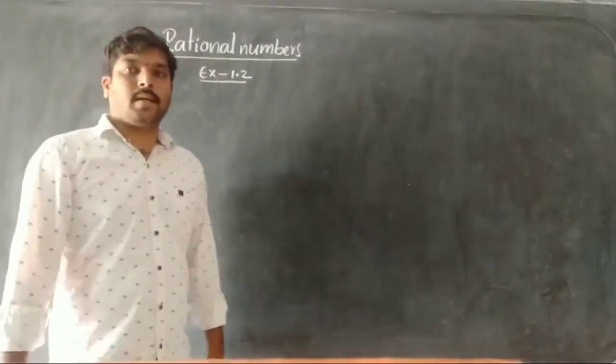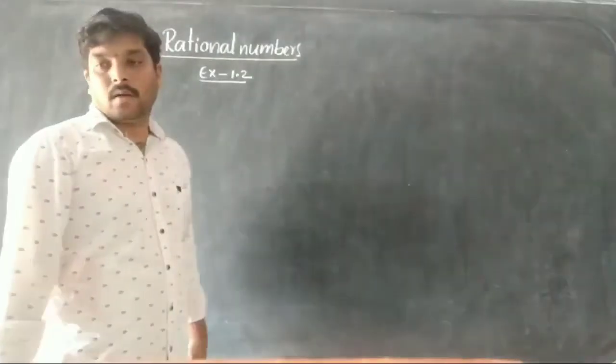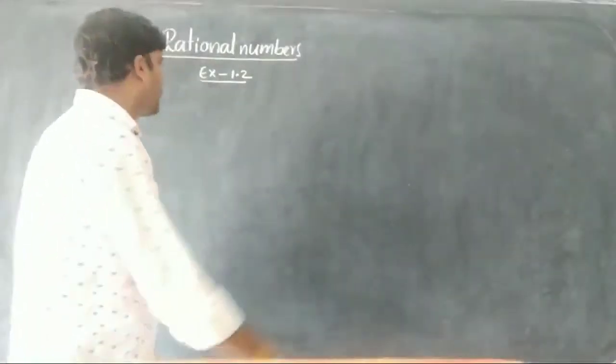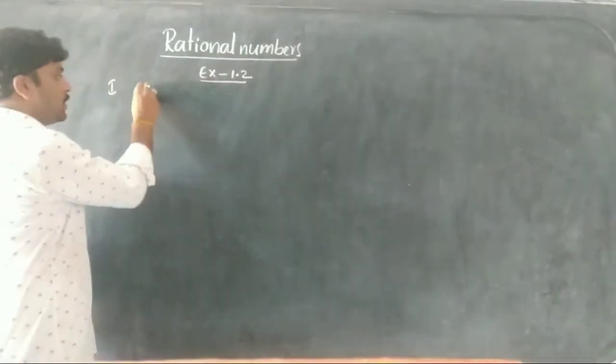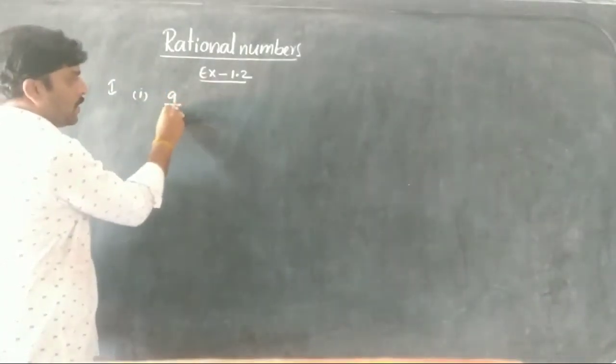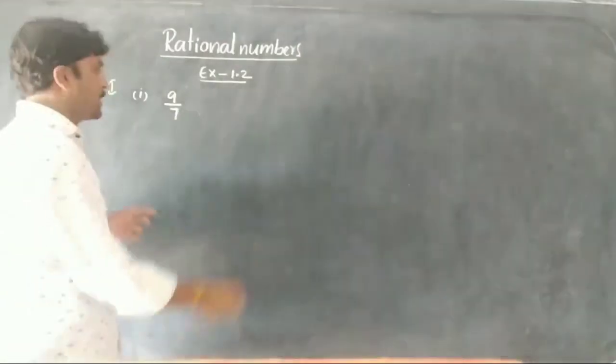Question numbers, 8th class, exercise 1.2. Here, the first bit is to represent on the number line. The first question is 9 by 7. It is an improper fraction. Change it into a mixed fraction.